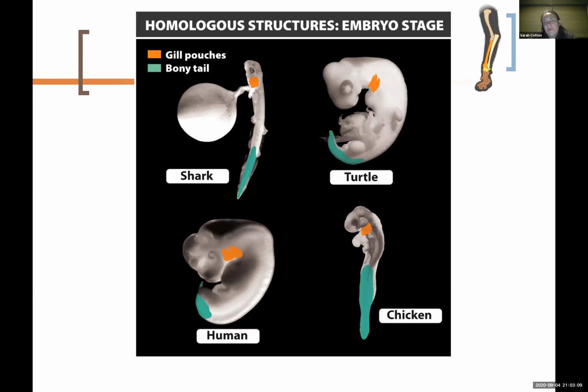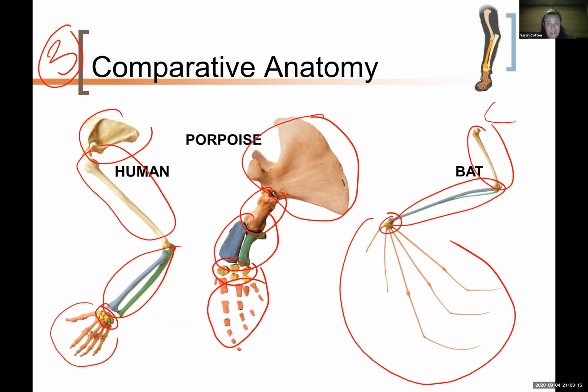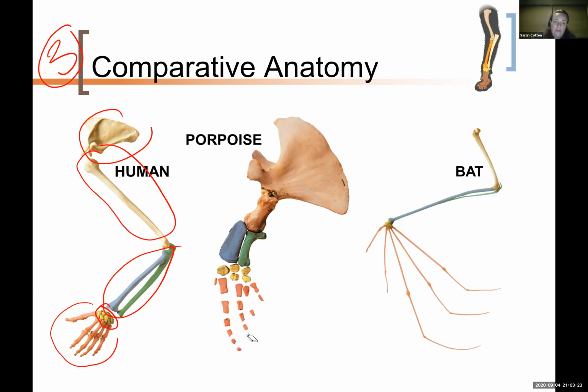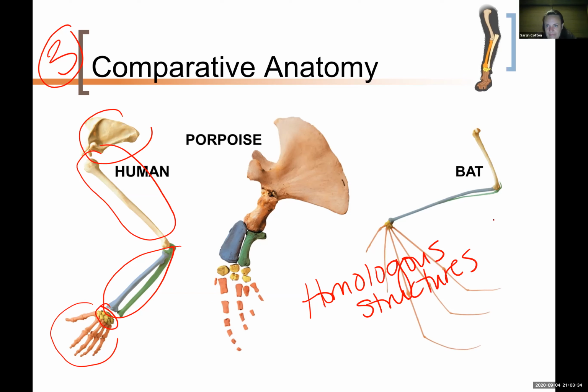The term that we use to describe those kinds of structures that are the same as a result of common ancestry is homologous structures, or homologies.